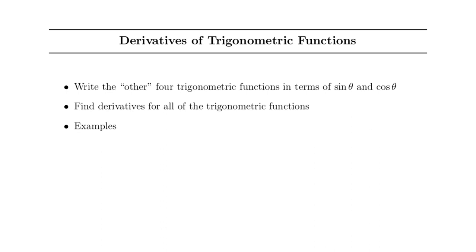All right, in this video, we're going to unlock the derivatives for the other four trigonometric functions. We already know the derivatives of the sine function and the cosine function, so we'll take a look at the other four trigonometric functions and figure out how to differentiate those. The general way that we're going to do that is by writing all of those trigonometric functions in terms of sine and cosine, and then using some of the other general derivative rules that we have.